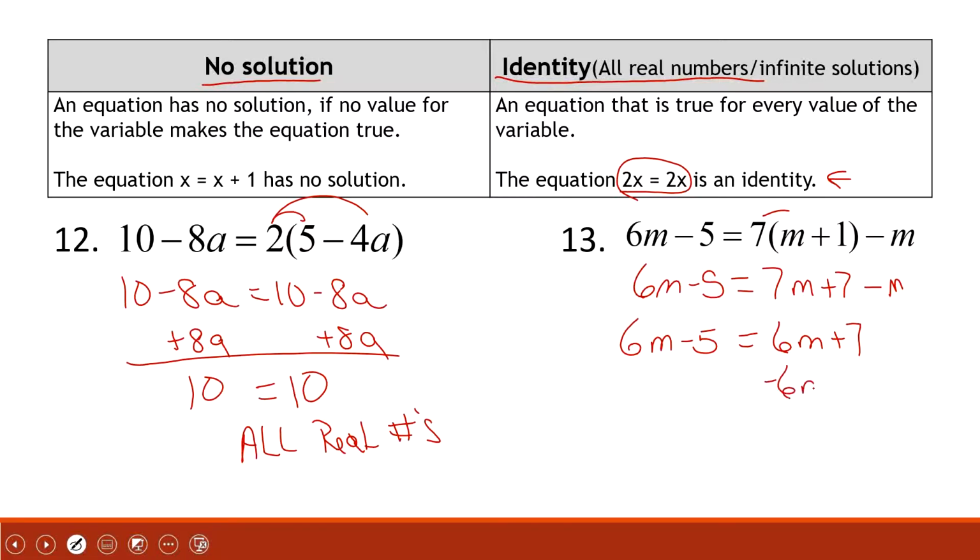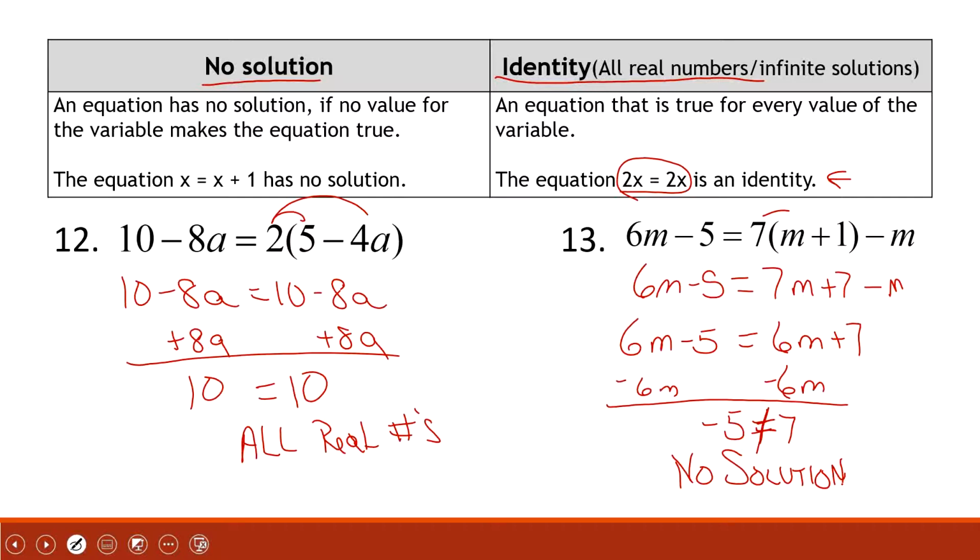I end up with 6m minus 6m. The m's cancel, so I'm left with negative 5 equals 7. And that never happens. So if you want to do that, you just write negative 5, cross out the equal sign, and then your answer on a test or a quiz would be no solution. What that means is there's no number I can plug into this example that's going to make those work. It's just never going to happen.